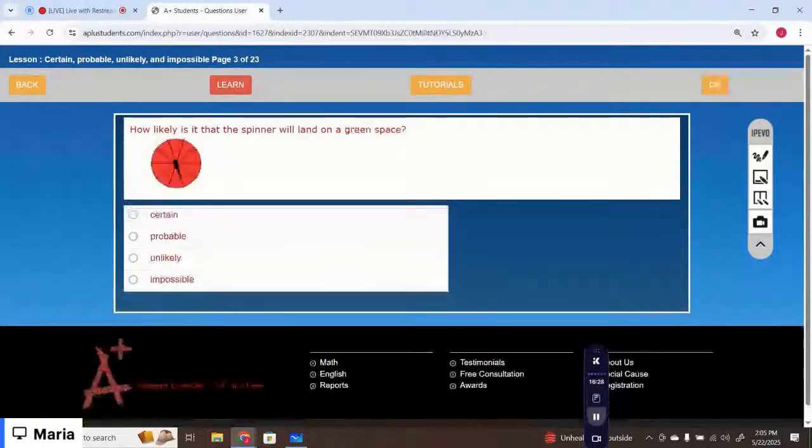How likely is it that the spinner will land on green? So we do not have any green portion, isn't it? That is impossible because we do not have any green portion over here. So it will not land on green.